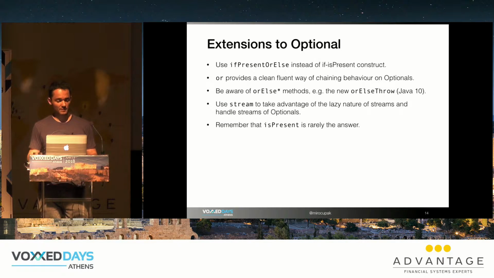So to recap, use ifPresentOrElse instead of the construct where you would have an if statement and then check for isPresent. We have a method or that provides a clean, fluent way of chaining behaviors and optionals. And just be aware that there's a whole family of orElse methods. We can use streams to take advantage of the lazy nature of streams and handle optionals better. And remember that isPresent is usually not the best choice for you. All the other methods above are typically a better alternative.